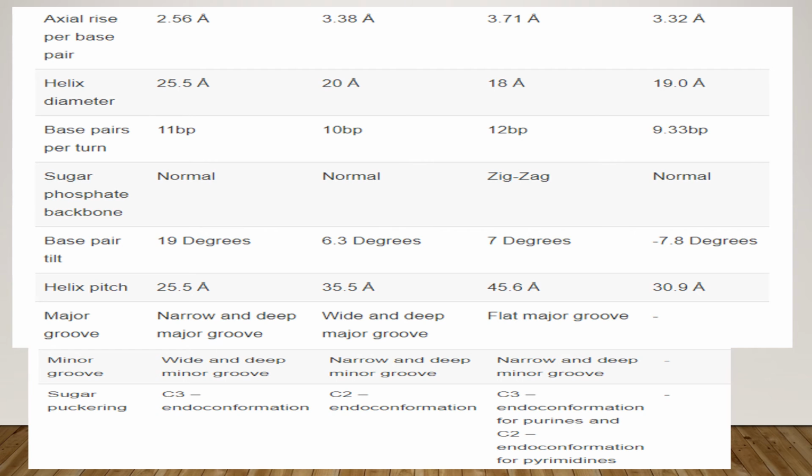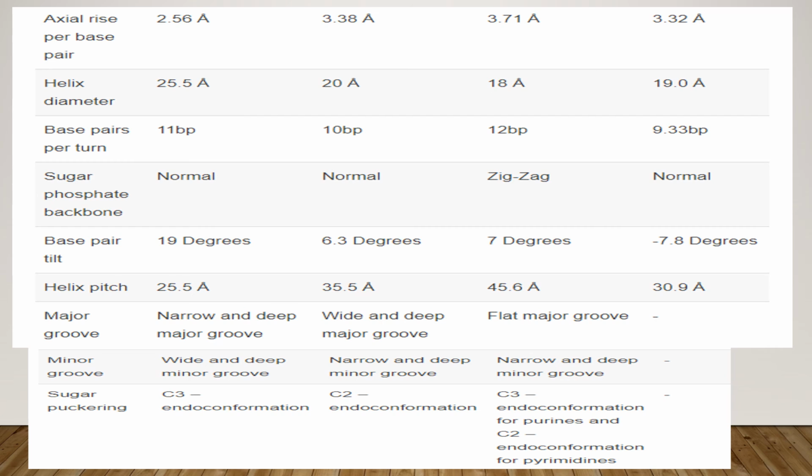Rise per base pair is 2.56 angstrom in the A DNA. In the B DNA it is 3.38 angstrom, in the Z DNA 3.71 angstrom. Helix diameter is 25.5 angstrom, 20 angstrom in the B DNA and 18 angstrom in the Z DNA. Base pairs per turn in the A DNA is 11 base pairs, 10 base pairs in the B form, 12 in the Z conformation and 9.33 base pairs in the C form.